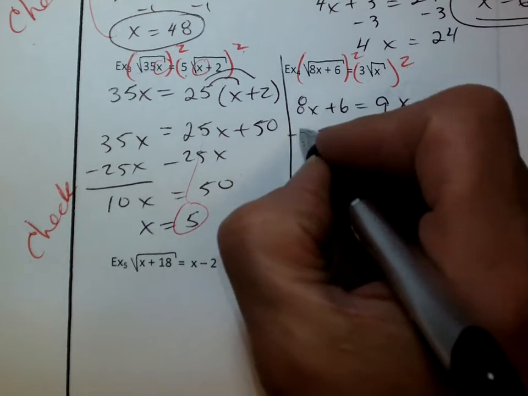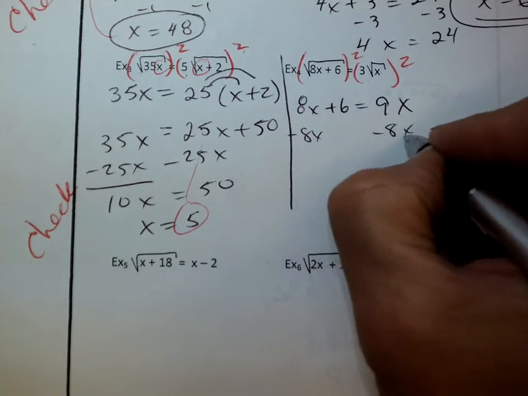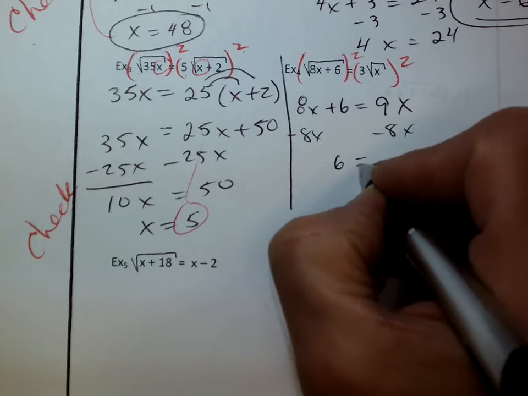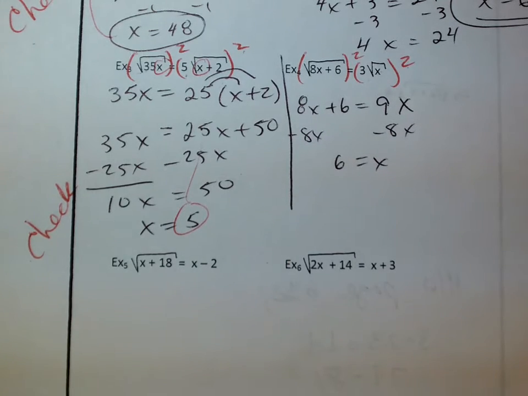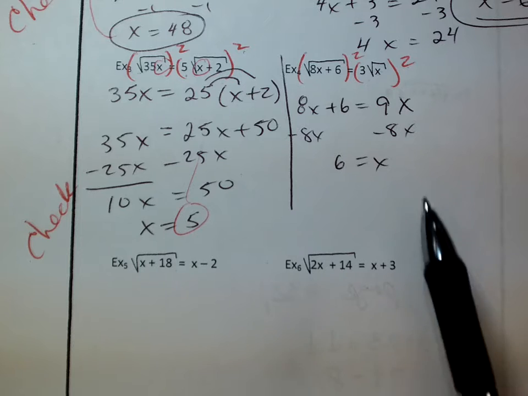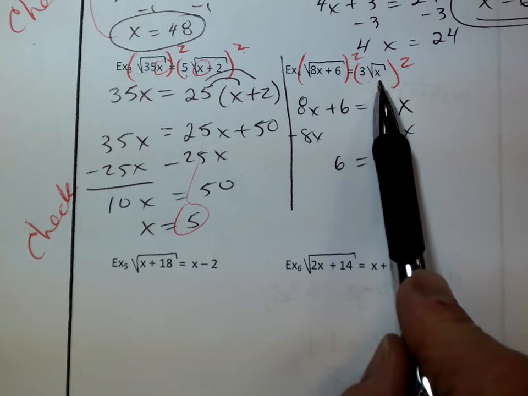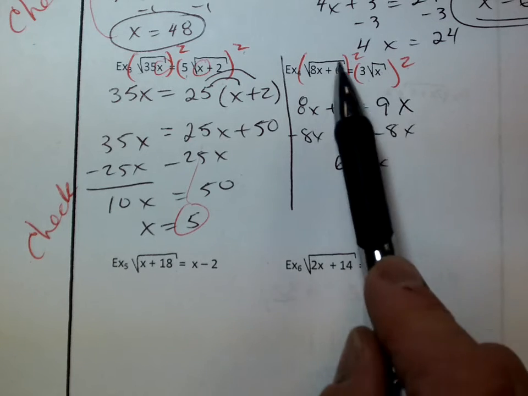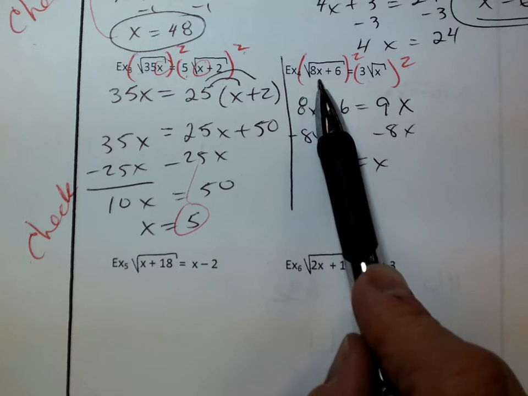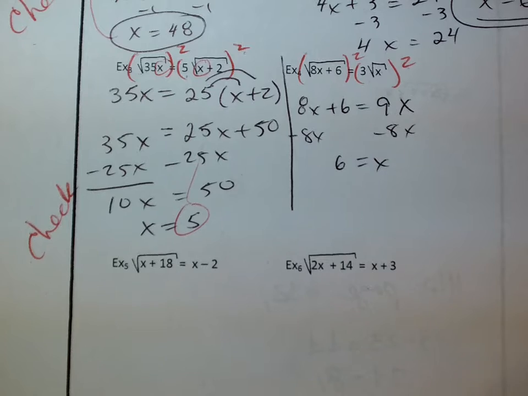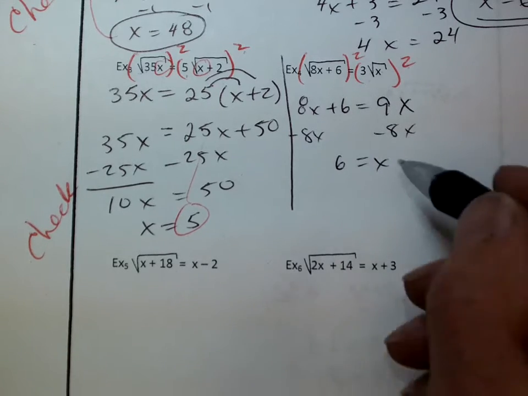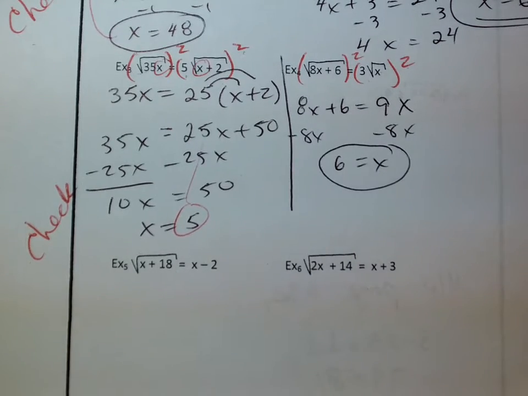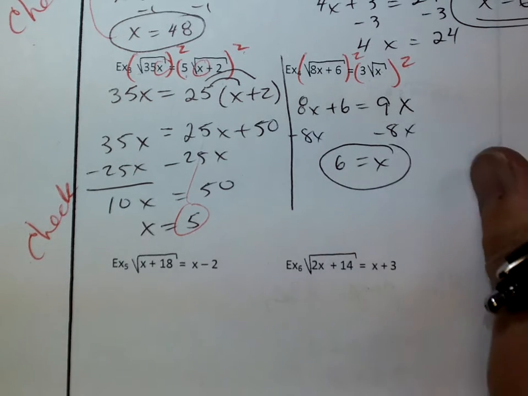Okay, then I'm going to go minus 8x, minus 8x. I've got 6 equals x. Is 6 going to work? I think 6 will work, because if I check it, I put 6 in here, I get the square root of 6, kind of an ugly number, but it'll work. 3 times the square root of 6, and put the 6 in here, 8 times 6 plus 6, okay? So I believe that answer will work. What we're really worried about more than anything are negatives, right? It's the negatives.